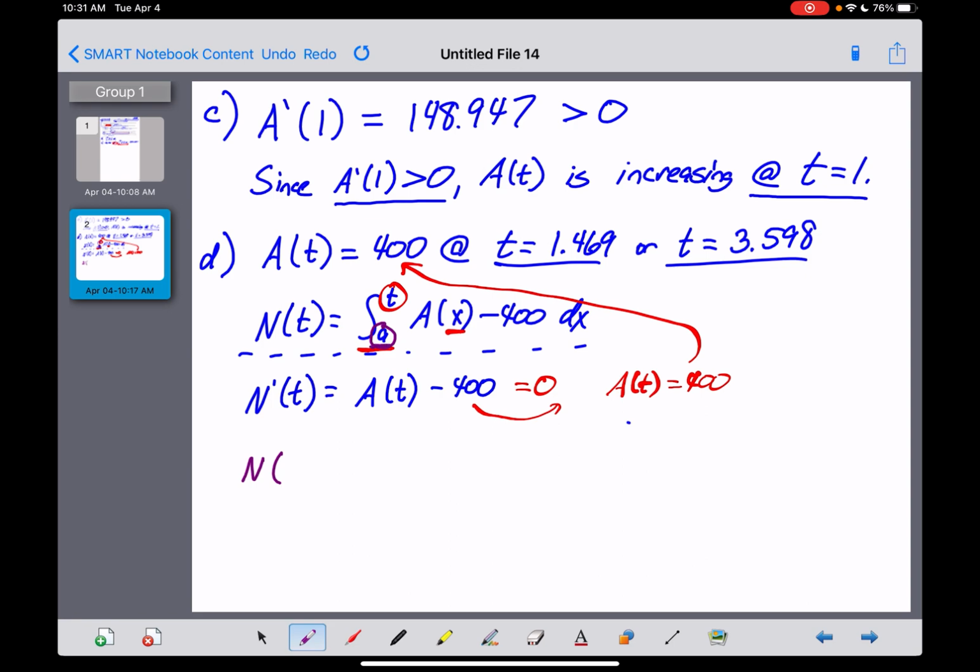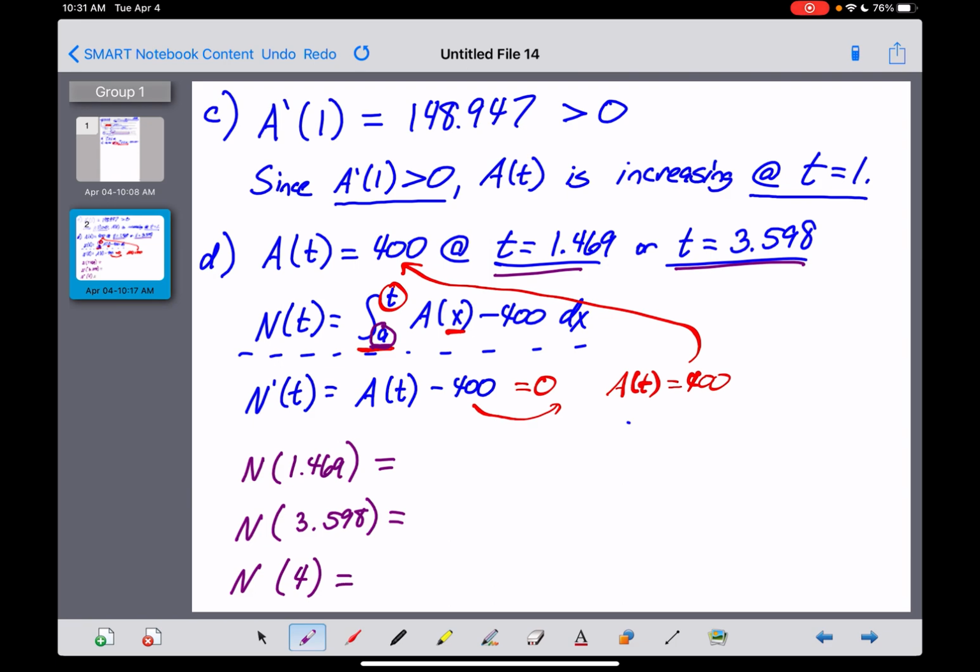And we're going to evaluate it here and here, and I think for good measure we should probably do it at the right end point, which is 4, but there's really no way that could be the answer. So we're going to do n of 1.469, excuse me, n of that. We're going to evaluate n at the second point, 3.598, and then just for good measure we'll do n at the right end point of all this, which is 4.